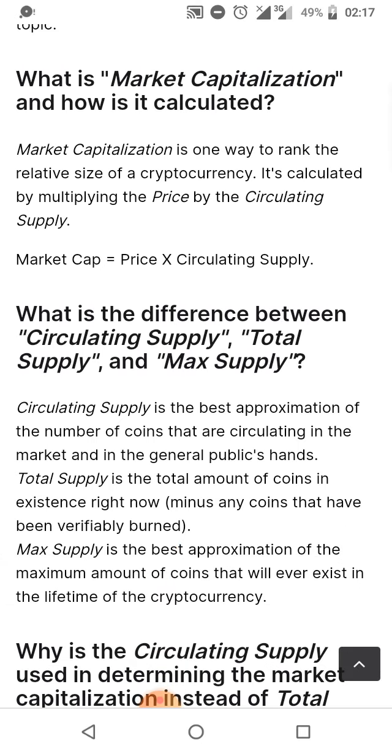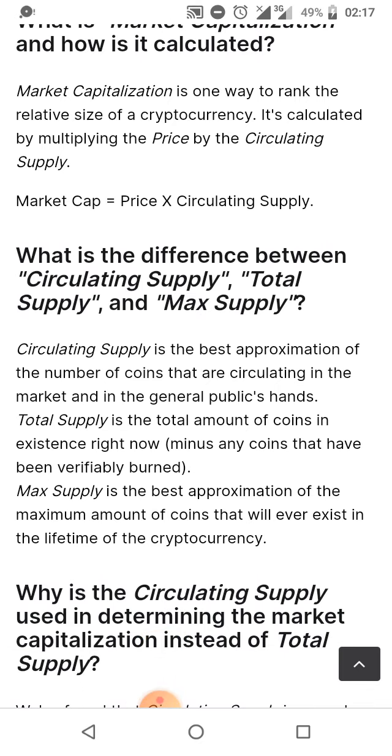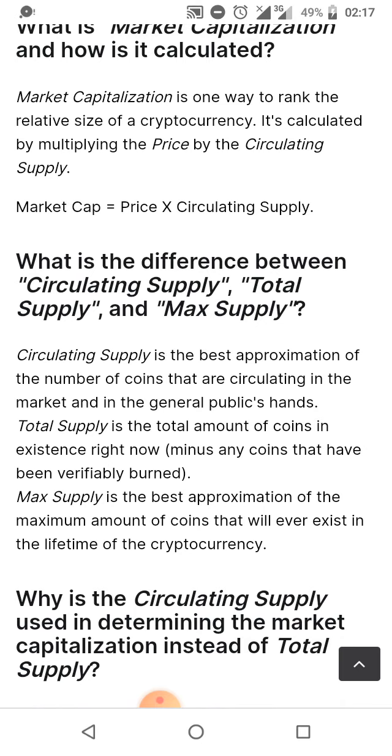So next question here, it says what's the difference between circulating supply, total supply, and maximum supply? Circulating supply is the best approximation of the number of coins that are circulating in the market and in the general public sense. Total supply is the total amount of coins in existence right now minus any coins that have been verifiably burned. The maximum supply is the best approximation of the maximum amount of coins that will ever exist in the lifetime of the cryptocurrency.